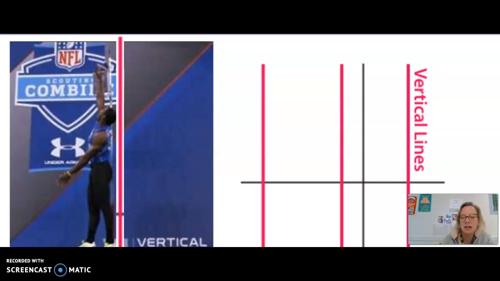Once again, just a reminder, that's called the vertical line test, and a vertical line is a straight up and down line. If you think about the vertical jump at the NFL Combine, they're seeing how high they can jump straight up. So that is a vertical line, and it is our vertical line test that determines whether a relation in graph form is a function or not.